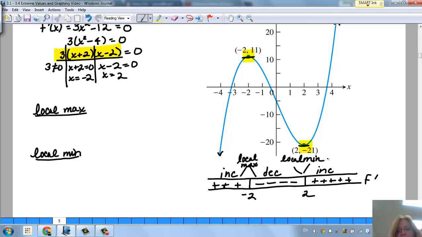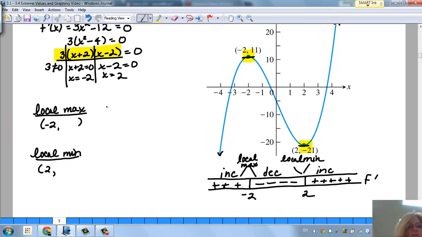A minimum, if you will. So I know now my local max is at negative 2, something. I know my local min is at 2, something. How do I find the something? Well, to find the y, you plug it back into your original.